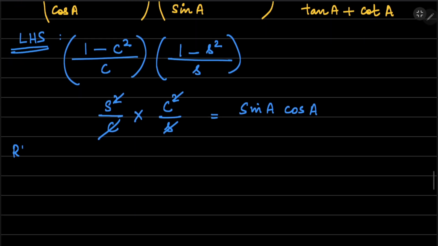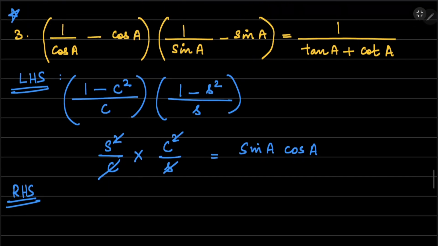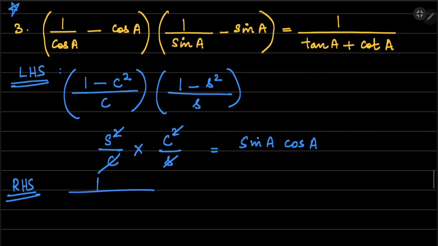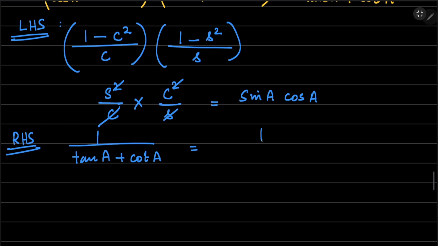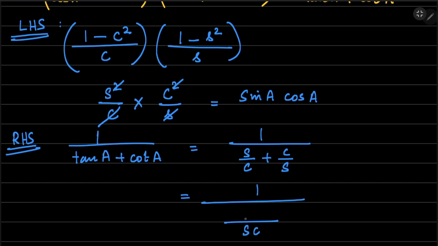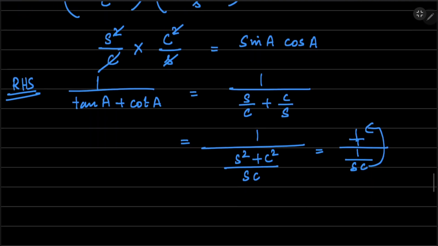And let's take the RHS now and simplify it. In RHS, what is given? 1 over tan A plus cot A. Now convert everything to sine and cos. So tan A is sine by cos, and cot A is cos by sine. Take the LCM of the denominator. So it will be sine cos. Again, you have sine square plus cos square. So this is nothing but 1 over 1 by sine and cos.